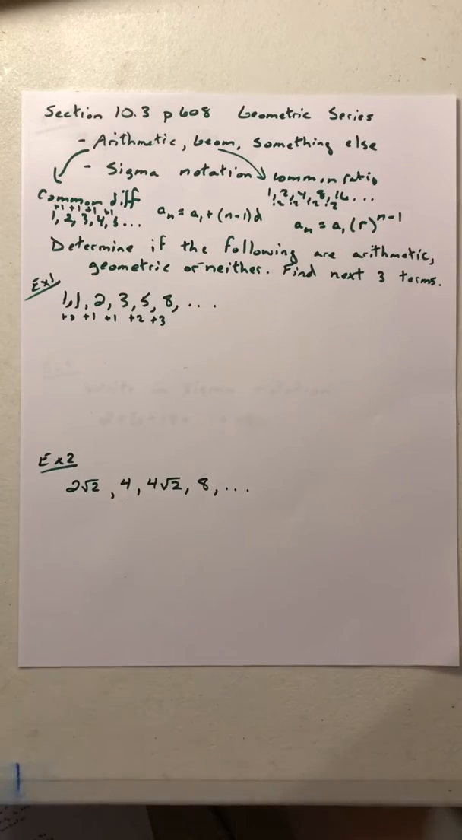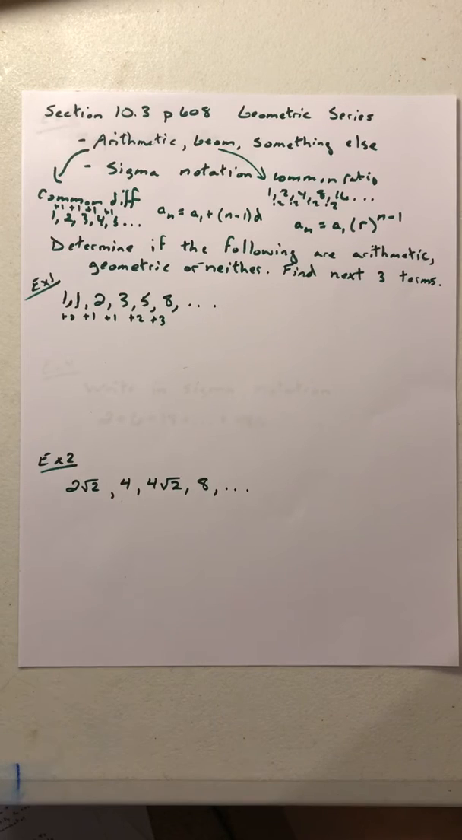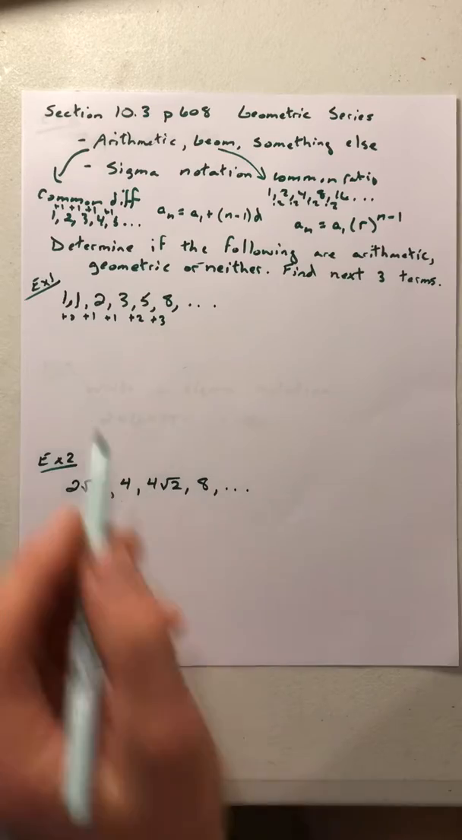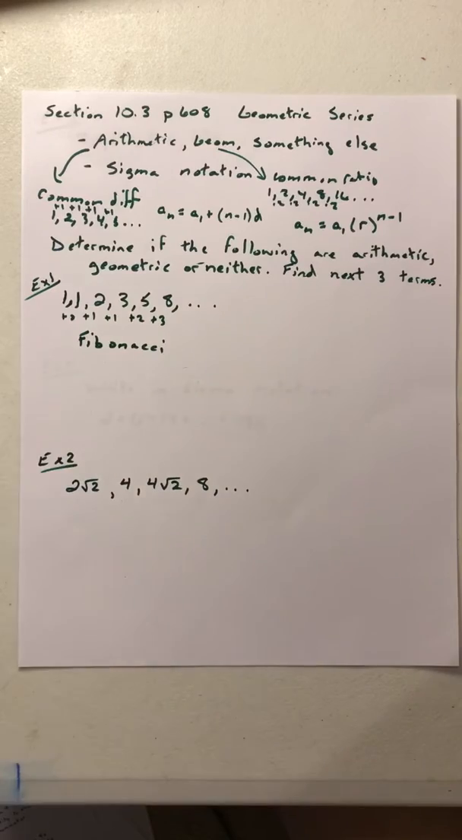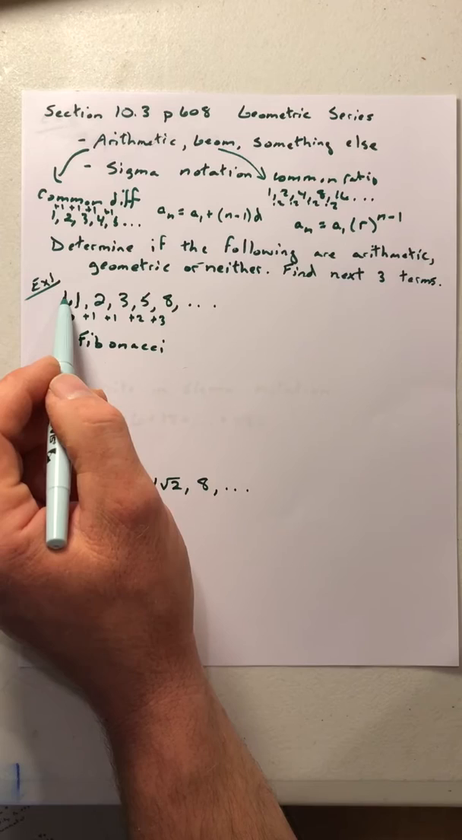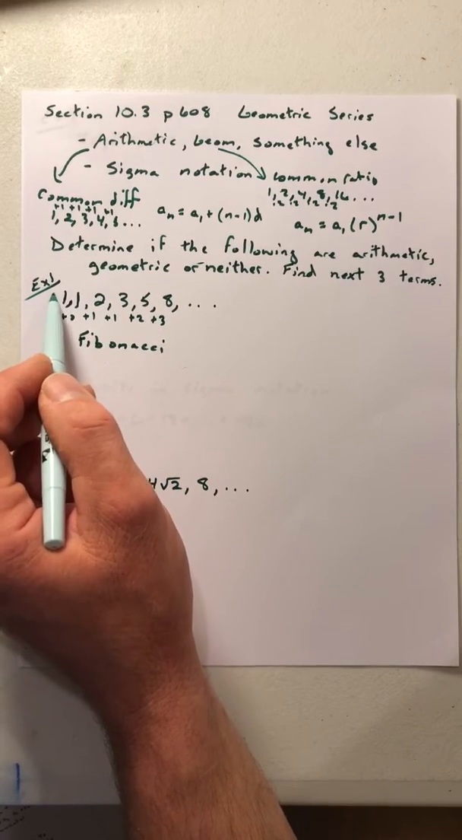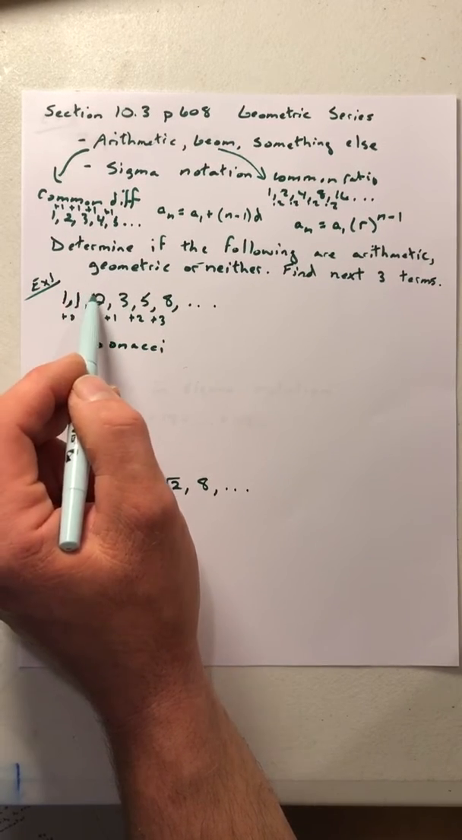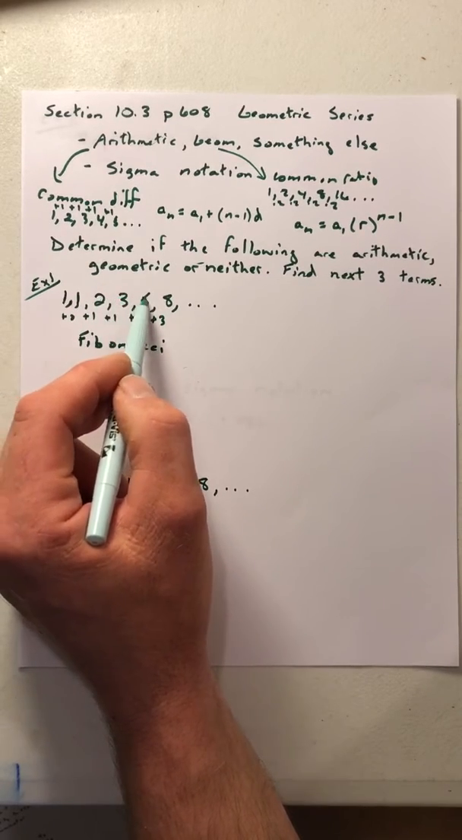Well, is it geometric? 1 divided by 1 is 1. 2 divided by 1 is 2. So I already realized that it's not geometric either. So what is it? This is actually called a Fibonacci sequence. In a Fibonacci sequence, we take the term plus the term before it, and it gives us our next term. So we could actually put a 0 here if you want. 0 plus 1 gives you 1. 1 plus 1 gives you 2. 1 plus 2 gives you 3. 2 plus 3 gives you 5. 3 plus 5 gives you 8.